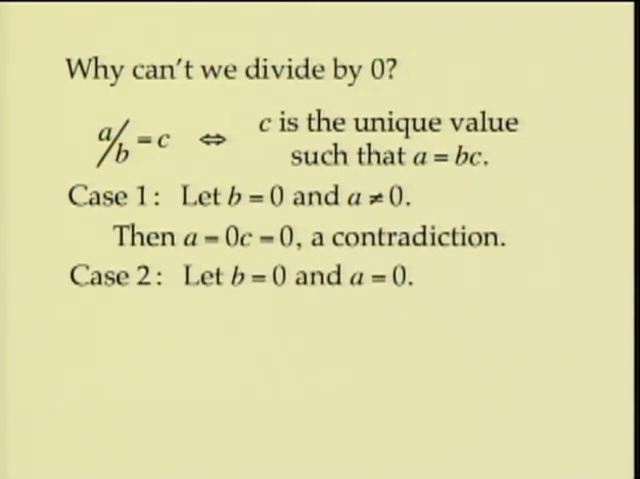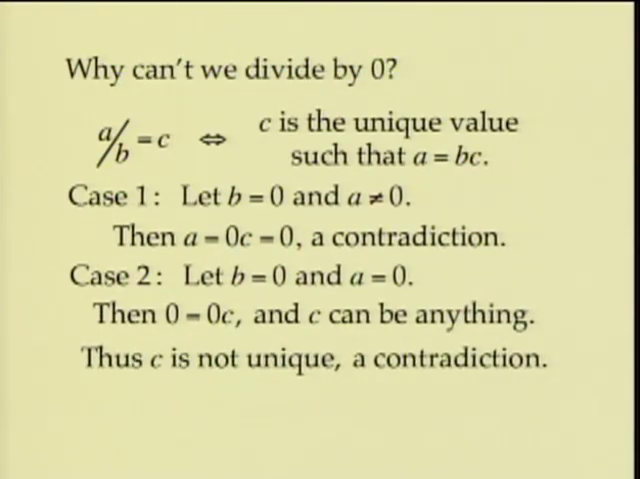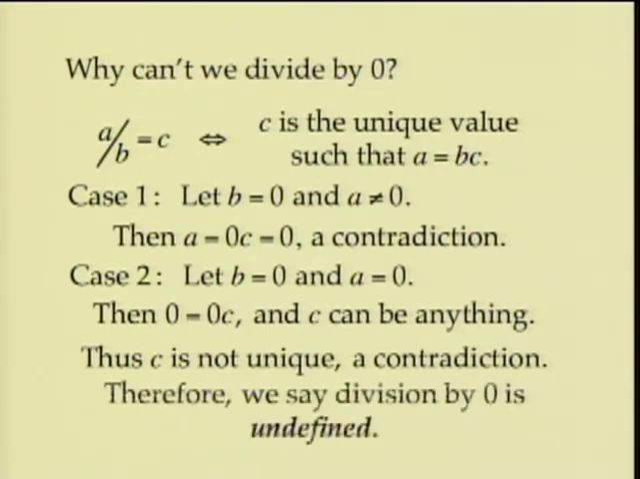If we let A be 0, however, then I get 0 equals 0 times C. And the C can be anything. It's not unique. So because it doesn't fit the way we define division, we say it is undefined. I don't know if anybody ever explained that to you or not. I felt like I owed it to you to explain why we leave that 0 out of the denominator.